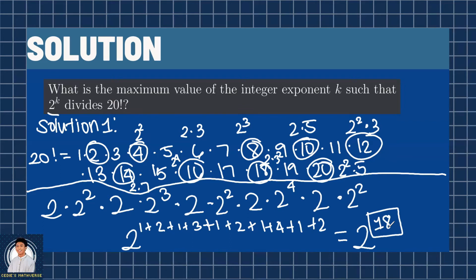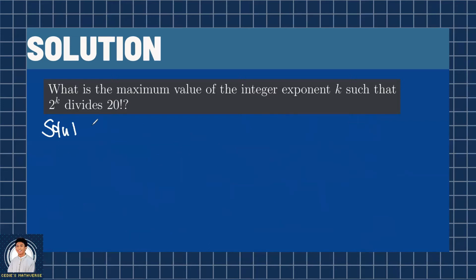But what if 20 was replaced by another larger number? Then this method will take a longer time. This leads us to the other solution. Solution 2. This solution uses Legendre's formula.